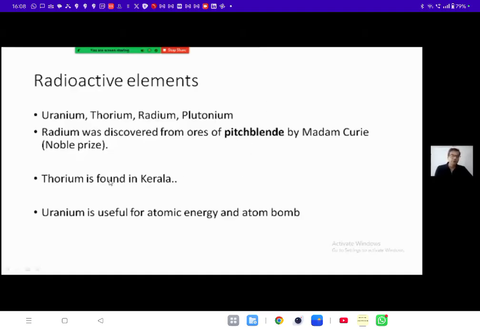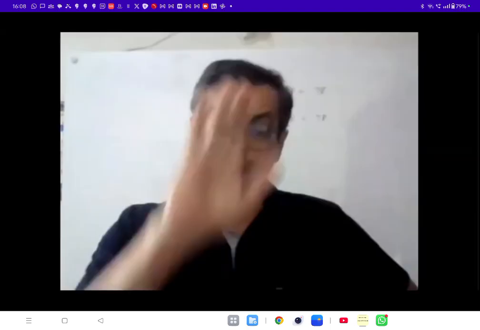Thorium metal is found in Kerala in India. Uranium is not found in India. It is found mainly only in Australia and Canada. Uranium is useful for atomic energy and atom bombs, but to a very limited extent. That was a few things about metals. So many things you have studied about metals.